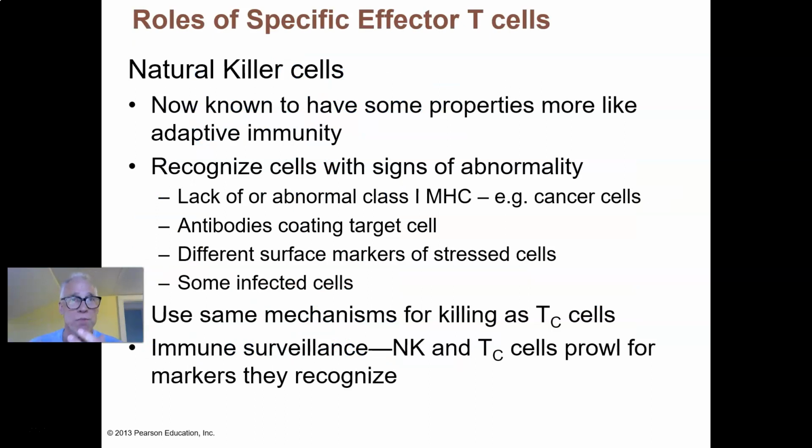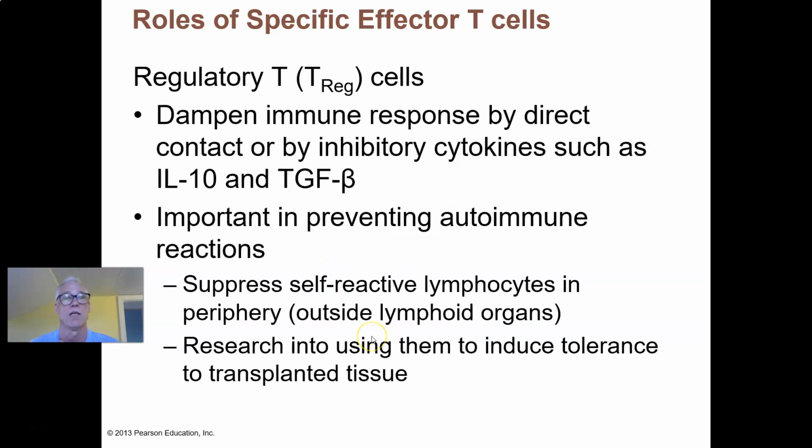So they're part of the innate immune system, but now it's discovered that natural killer cells have more and more sort of adaptive kinds of functions. It turns out to be more complex than we thought. But anyway, they can kill a similar population of target cells as cytotoxic T cells by the same mechanism.